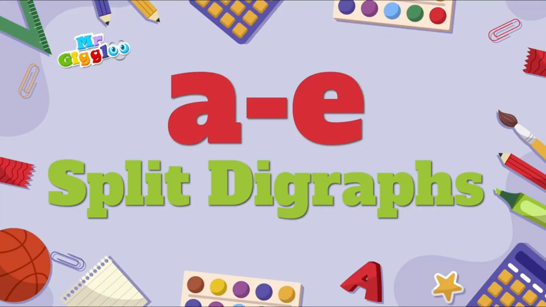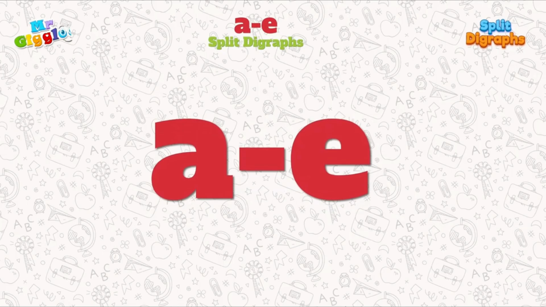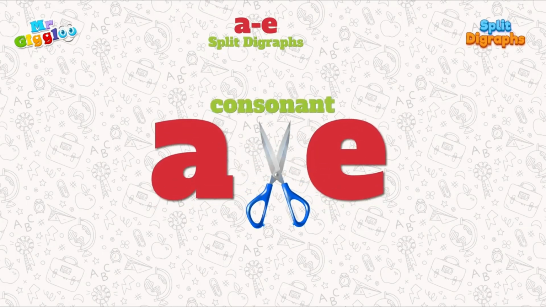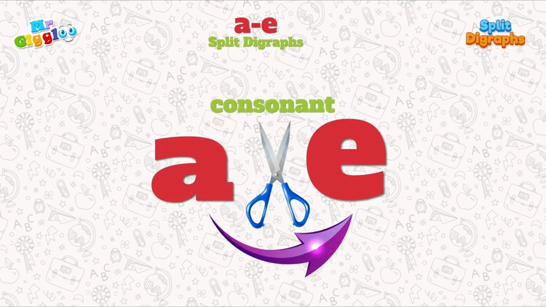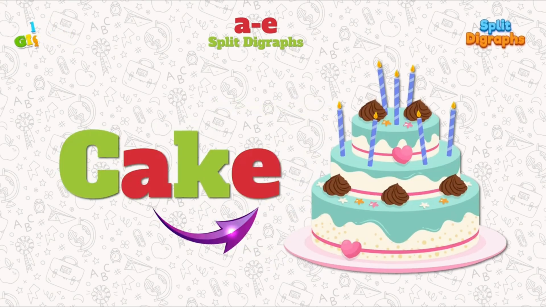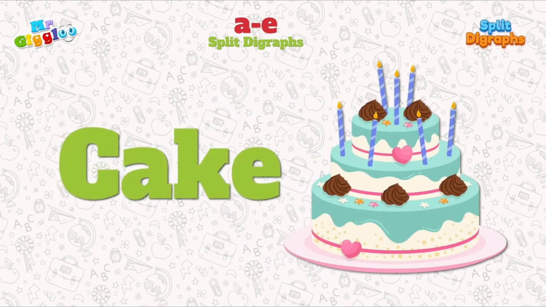A-E split digraphs. When A and E are split by a consonant, A say its name, A. Cake. K-A-K. Cake. Can you say the word with me? Cake.